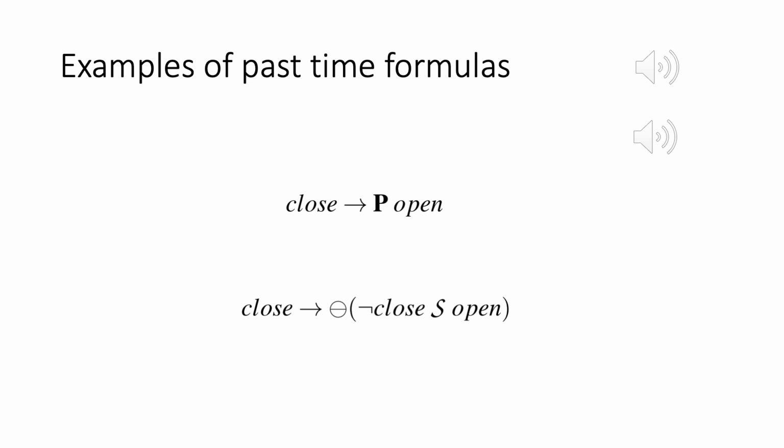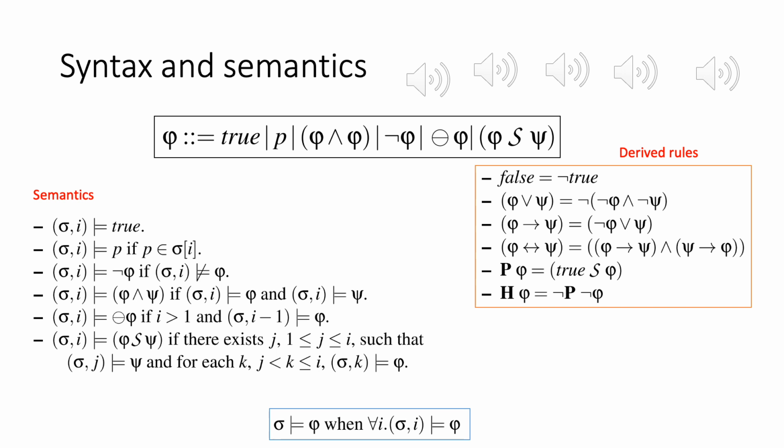The second formula expands on the first by demanding that in case a close event is observed, then in the previous state it must hold that there was no close event since an open event occurred in the past and that such an open event did occur. Let's look at the syntax and semantics.